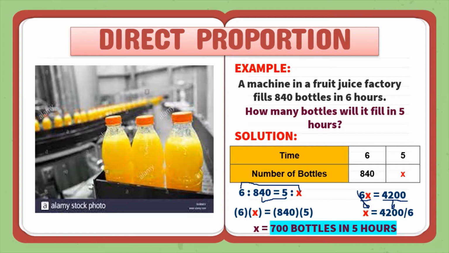So, meaning, mas tumaas yung oras, dumami yung production. Bumaba yung oras, bumaba din production kasi naging 700 na lang. So, sabay sila. Kung bababa yung isang item, bababa din yung isang item, yung other value. So, that is direct proportion.